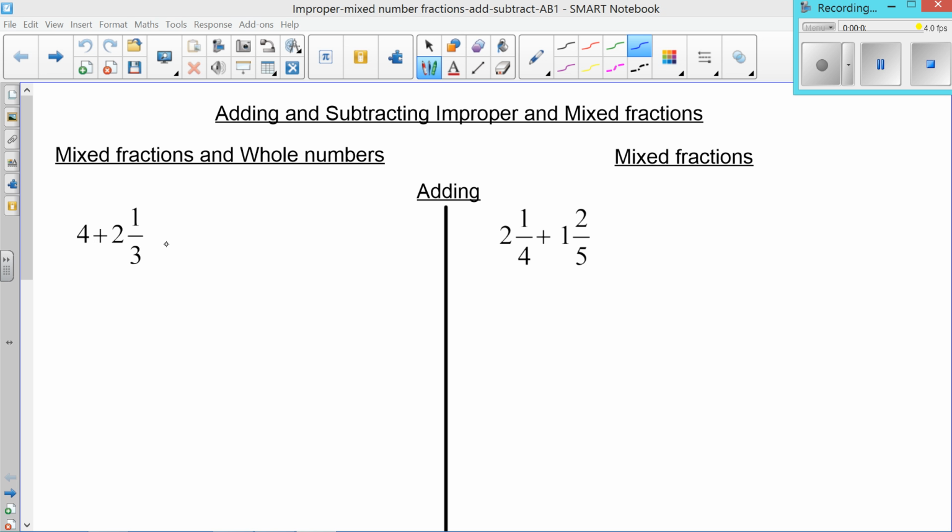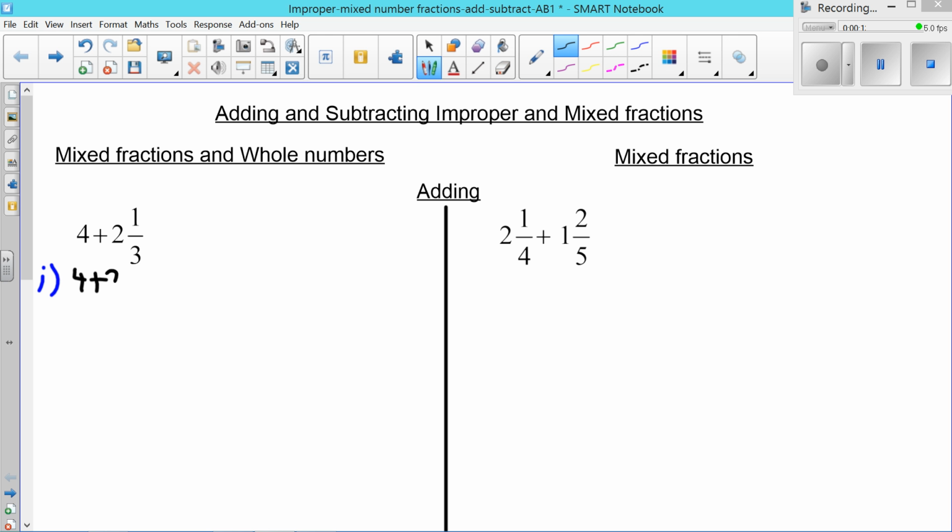To add a whole number and a mixed fraction, I have two ways to do that. The first one is to add the two whole numbers together, the 4 and the 2. So 4 plus 2 equals 6. Then I have to add the third proper fraction to the 6. So 6 add a third equals 6 and 1/3.